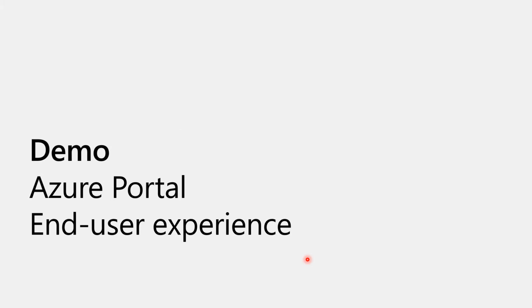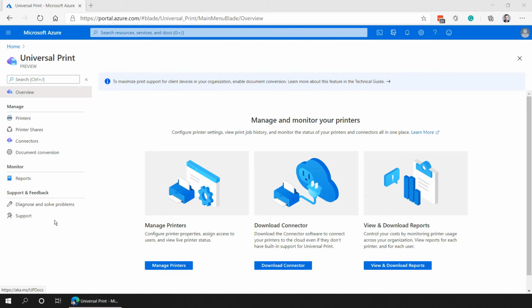So let me show you a demo of Universal Print in my demo environment, and also show you how it looks from the end user perspective. So how it looks within that Windows Virtual Desktop session, that Windows 10 Enterprise Virtual Desktop session. First of all, everything that you configure has to go in the Azure portal. If you go to the Azure portal and you search for Universal Print, you will find this service that you see on the screen here.